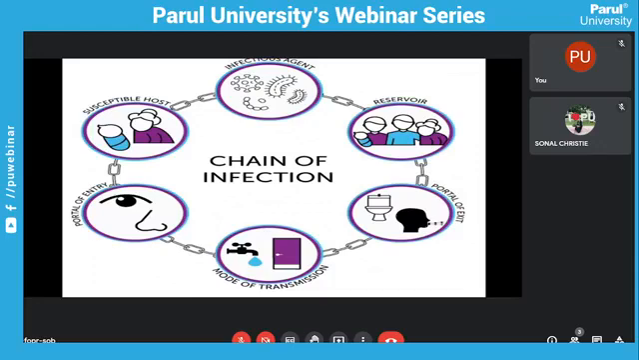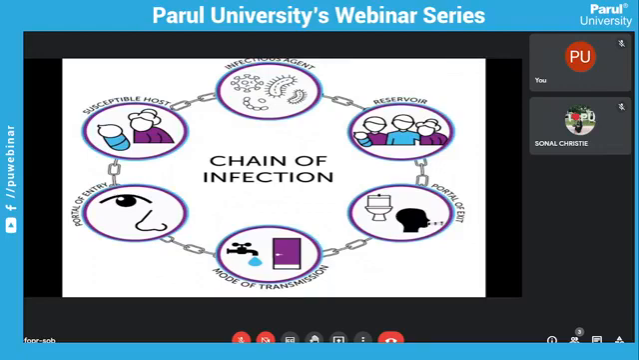Okay, then sixth is susceptible host. It means a person who is susceptible to the microorganisms. Okay, for example, decreased immune system. A person whose immunity is low, microorganisms can attack directly, that is a susceptible host.